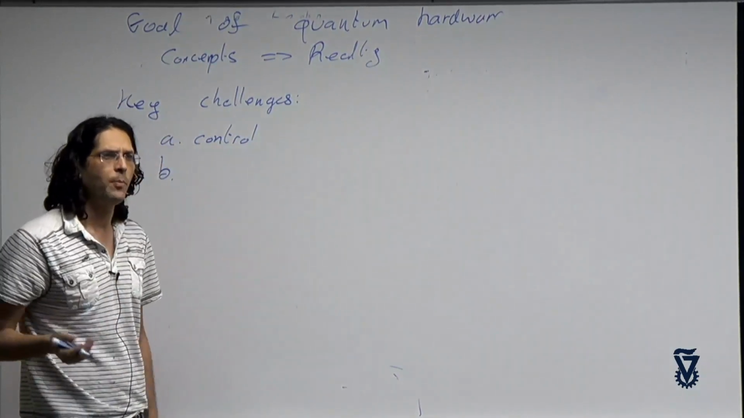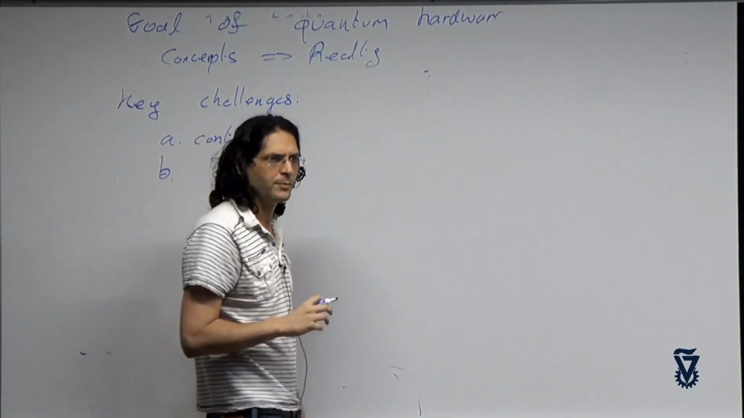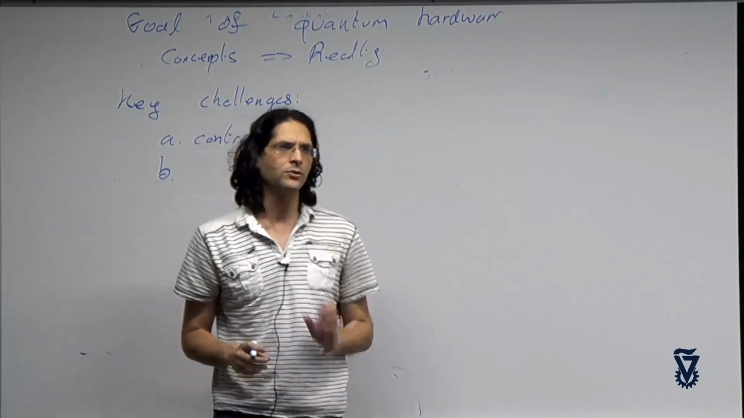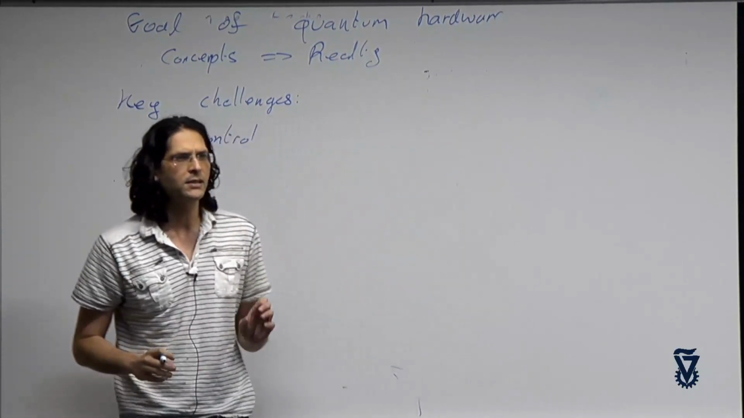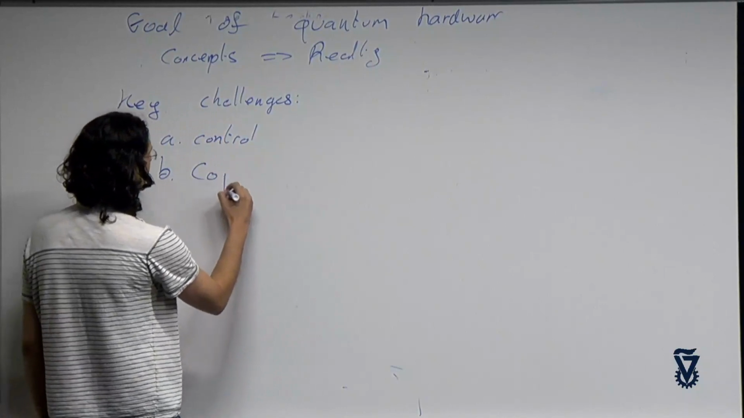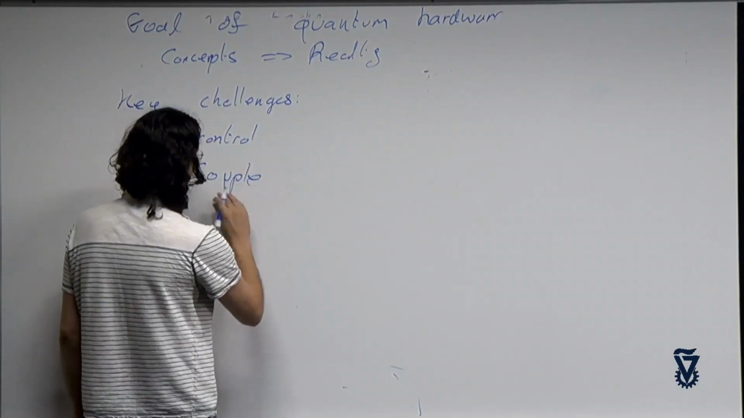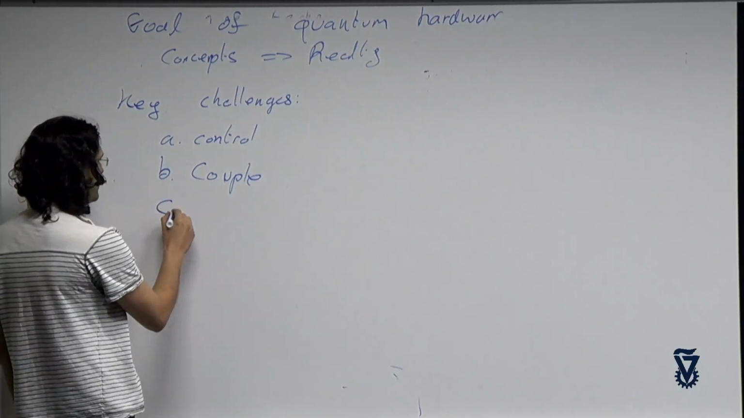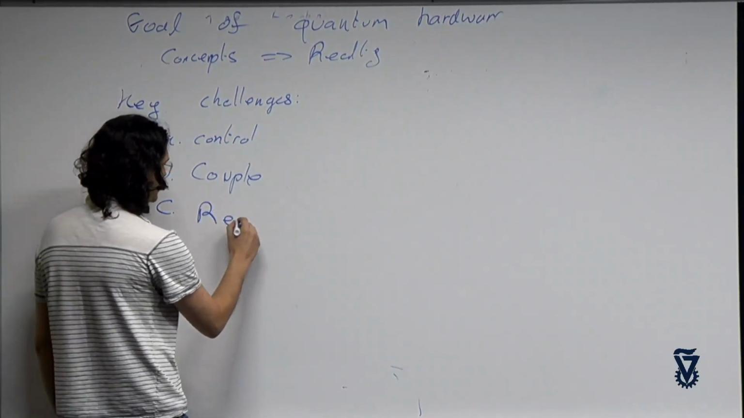You need to be able to couple them, because at the end, a single degree of freedom is not enough. It's nice for fundamental things, but once you have single control over your little mini system, you need to start adding more and more. So you need to be able to couple them. And of course, you need to be able to communicate and measure that system.